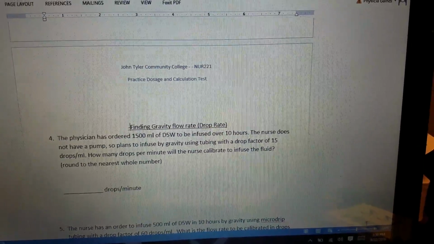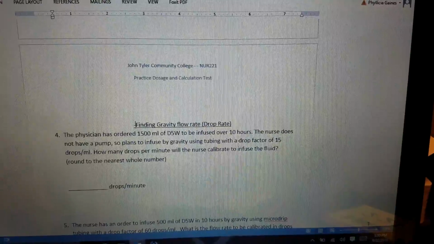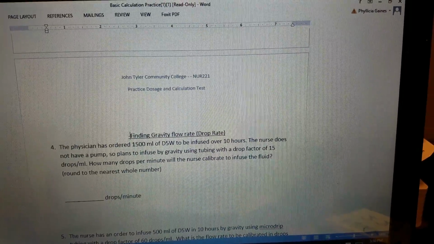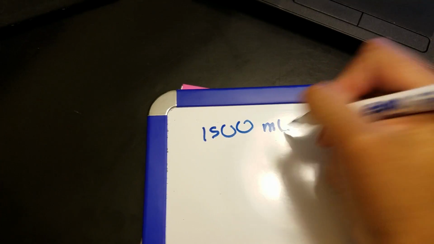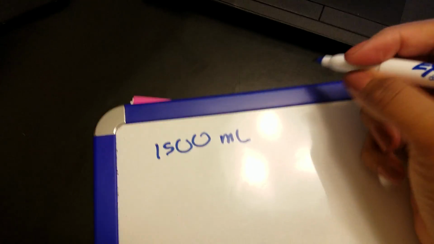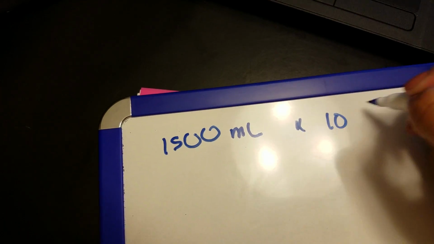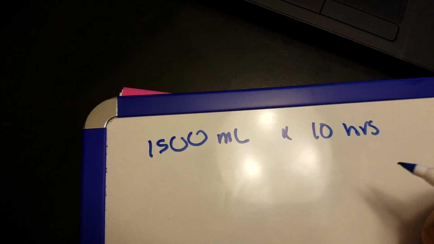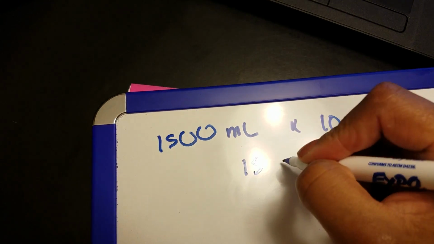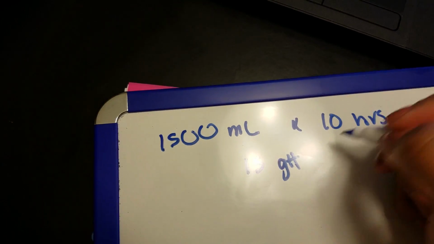So with drops per minute, it always has to be a whole number. So even if you get a decimal, you need to either round up or round down. All right, so you have your 1,500 milliliters, and it has to be infused over 10 hours. And you know that the tubing you're using is 15 drops per milliliter.